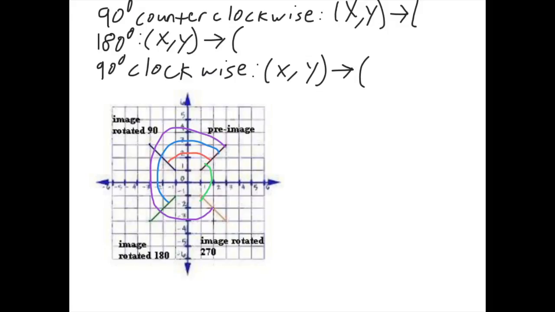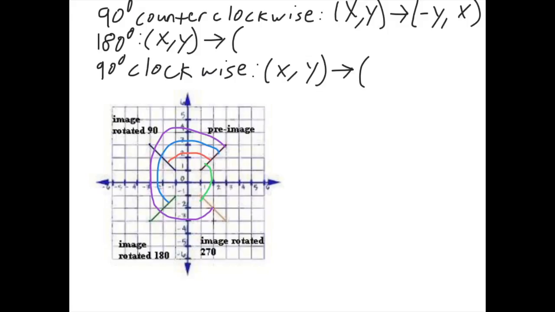Now I'm going to give you the rules for some specific rotations. So first, we have 90 degrees counterclockwise. That rotation is you take (x, y), and that turns into (negative y, x). So your y becomes your x, and your x becomes your y, but the negative version of it.